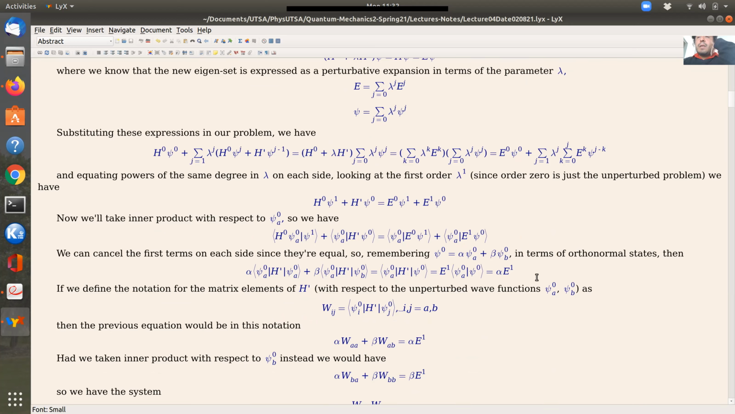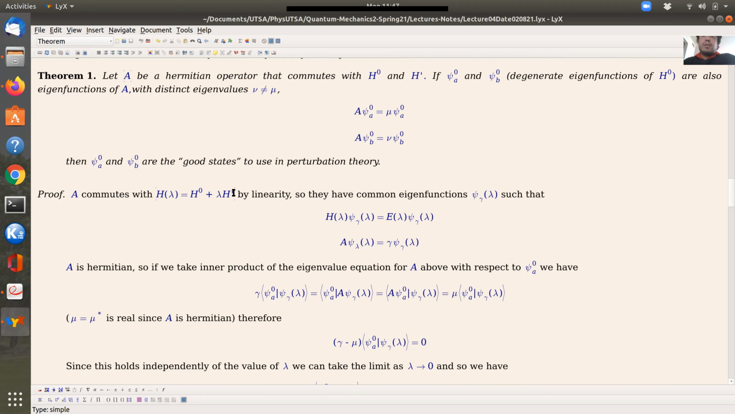And so by assumption, since A is a Hermitian operator that commutes with H naught and H prime, it commutes with H naught plus lambda H prime. So you're just defining a function of lambda, which is H of lambda, the perturbed Hamiltonian with a given value of lambda. So it commutes with this by linearity.